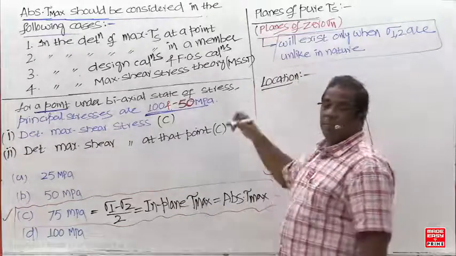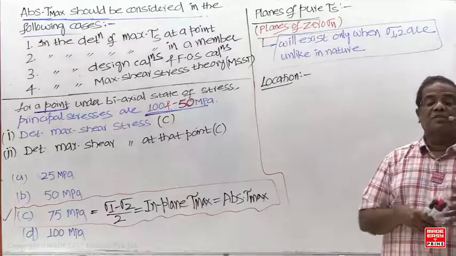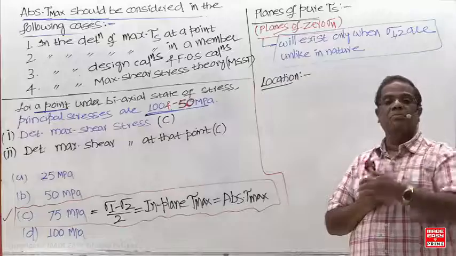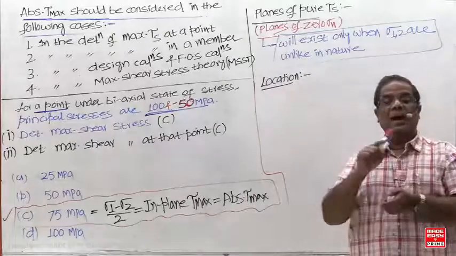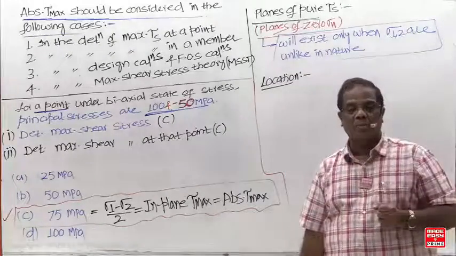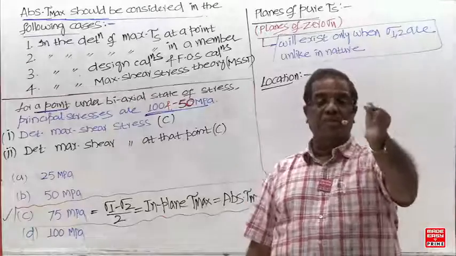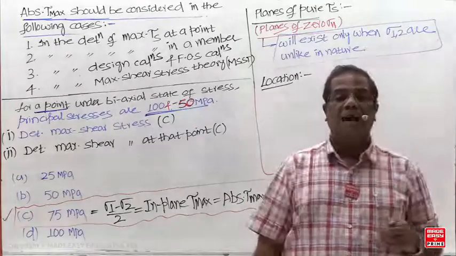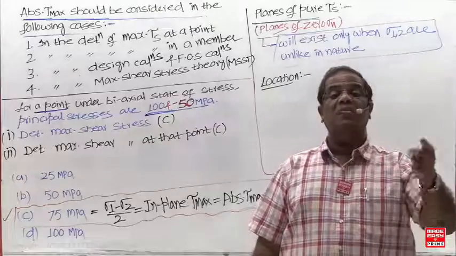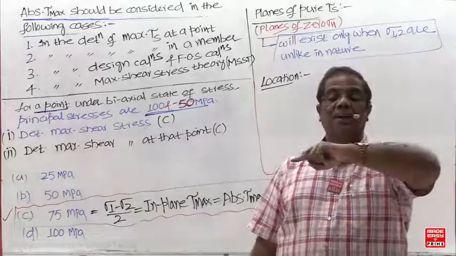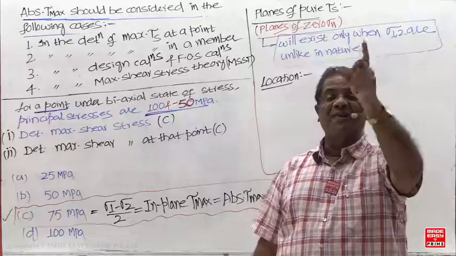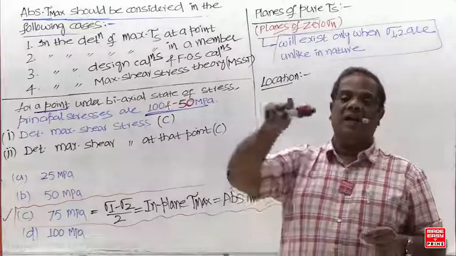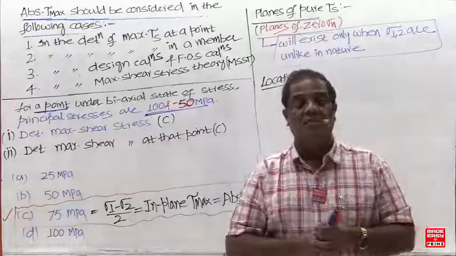And what you have said, these planes will become the tau max plane when? These planes will become the tau max plane only when sigma x plus sigma y is 0. Tau max plane and plane of zero normal stress, or planes of pure shear, will coincide only when sigma x plus sigma y is 0. That is when sigma 1 and sigma 2 are equal and unlike in nature.